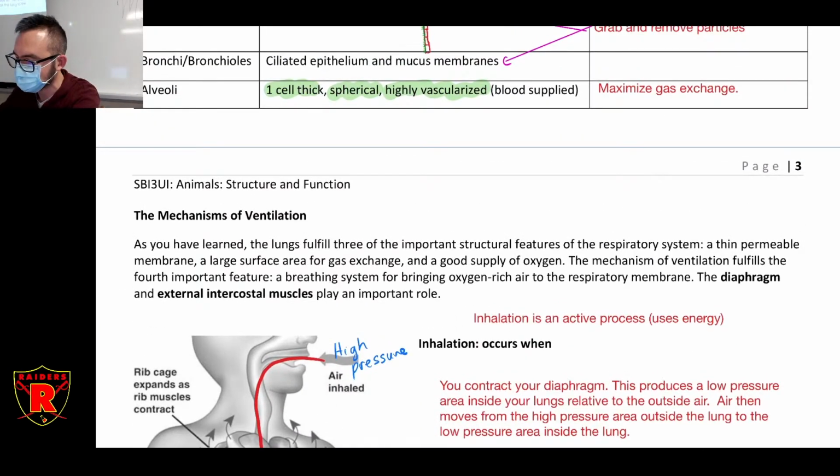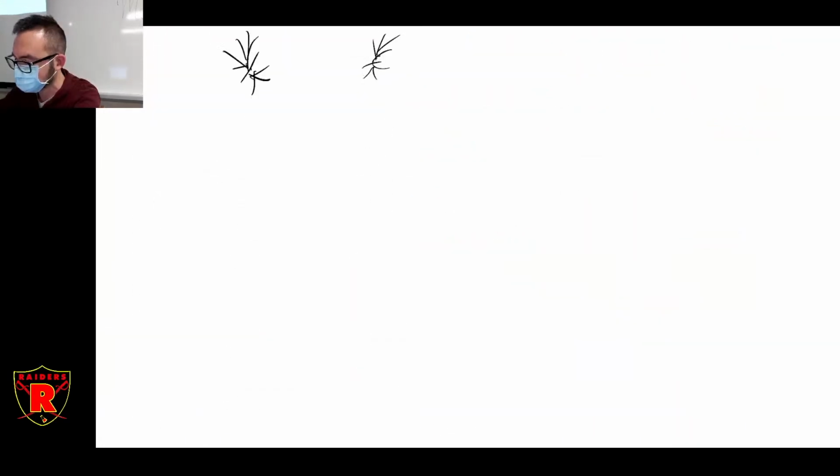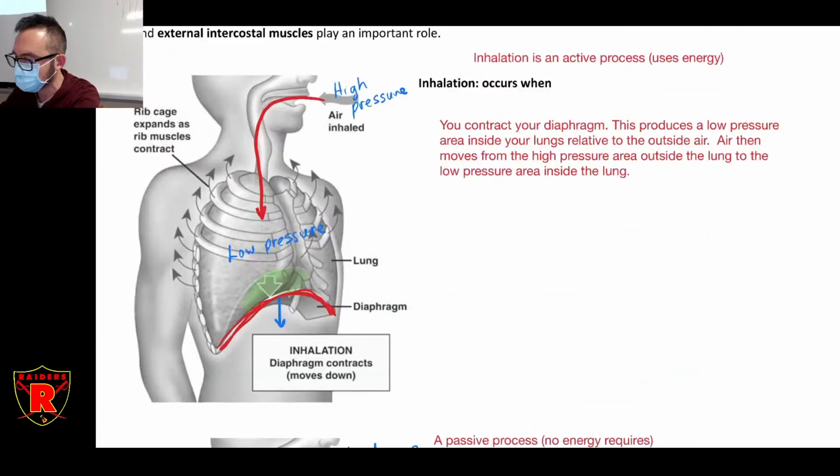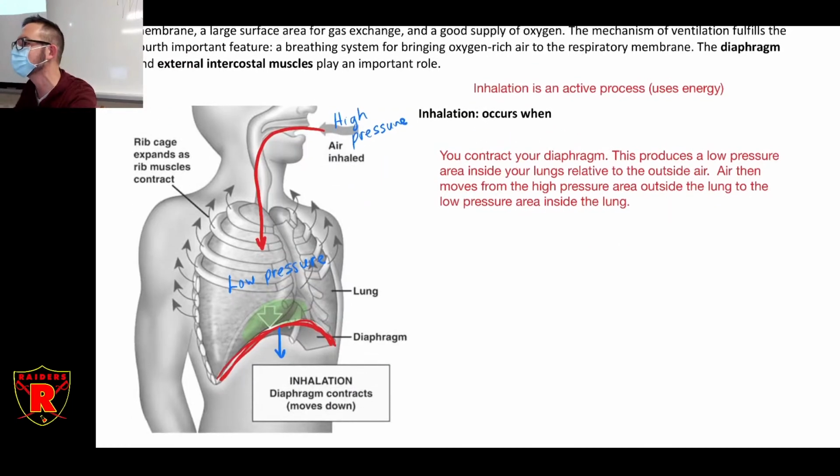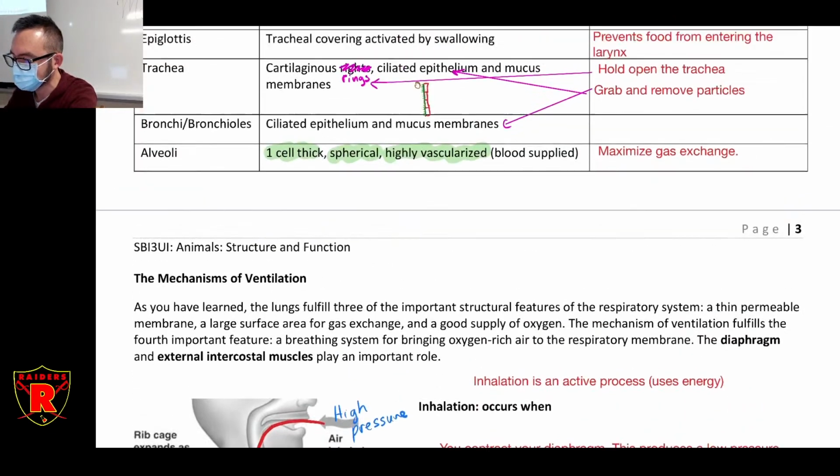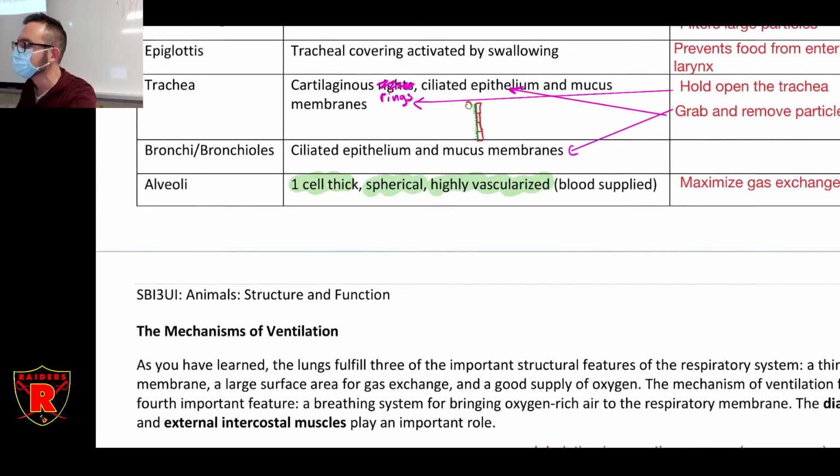Okay, last thing I want to mention here before we take a break. I just want to talk a little bit about the mechanics of breathing, how you actually get the air ventilated into your lungs. So, first of all, before we discuss it, take a breath. Think about what you're physically doing with your body in order to get the air into your body.